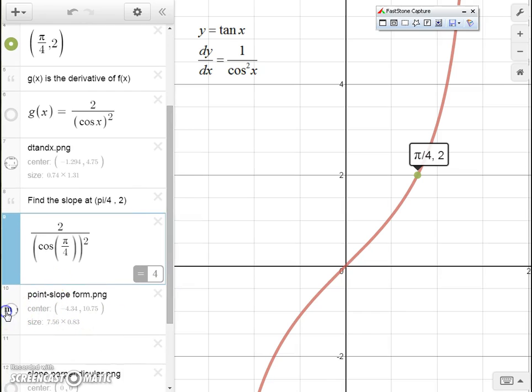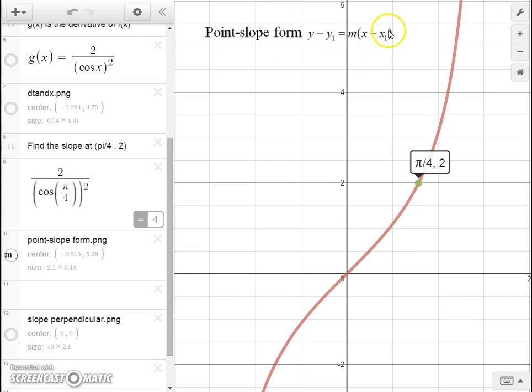So now I can use my point slope form, which is over here, and figure out the equation of the tangent line. In this case, since my tangent line is going to touch the green point, then my x1 will be pi over 4, my y1 will be 2. Right, so let me start by doing that.